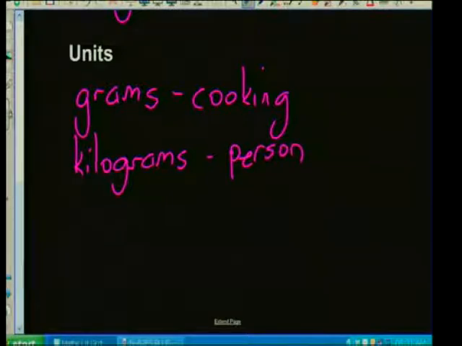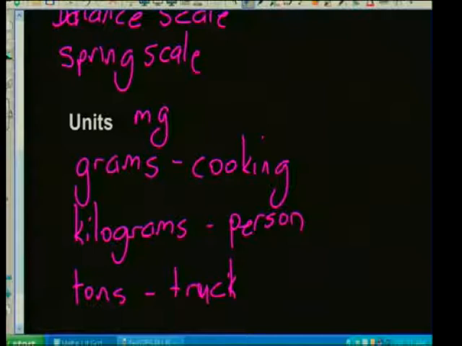Okay? Or furniture, maybe. And then we can deal in tons. And that would be my truck. Whoops, can't spell today. That would be my truck. And there's another one that we use, and it doesn't happen very often, but you will see it in the questions that are asked. And I should have actually put it on before grams, because I'm going a little bit bigger, and that's milligrams. And milligrams are really, really small.